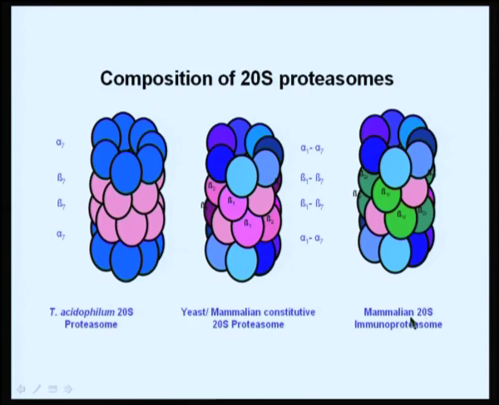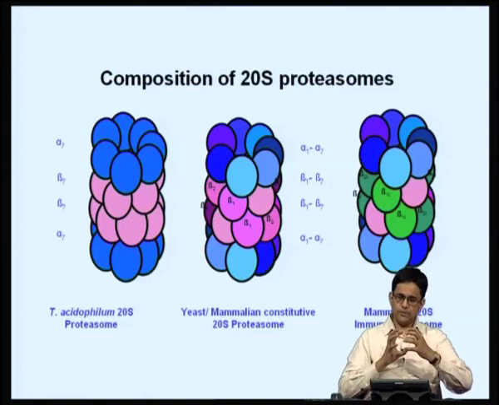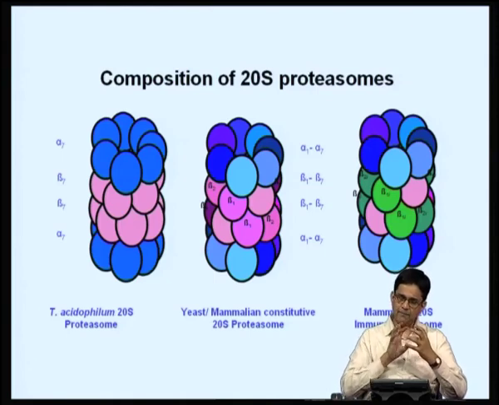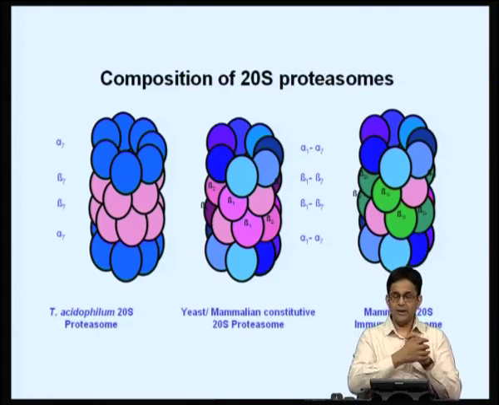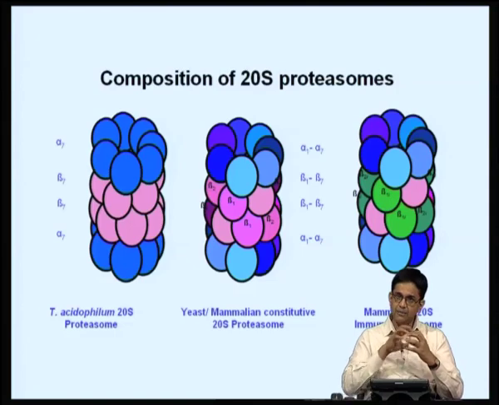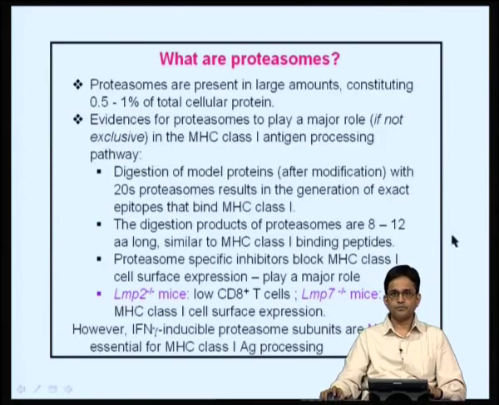And this is the mammalian 20S proteasome. They are also different, but what was shown is that for the three interferon gamma inducible ones, you have three constitutive ones. So the subunits can go in only and replace a particular constitutive subunit. So they can't just move in and replace any and get incorporated in any place. They can be incorporated only at a particular place. So that's an important aspect.